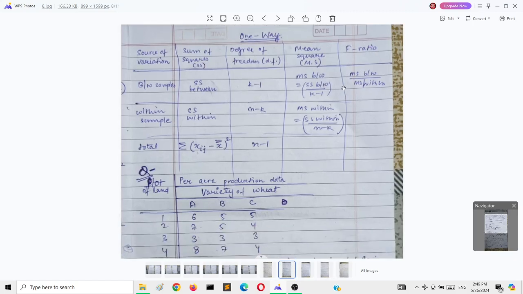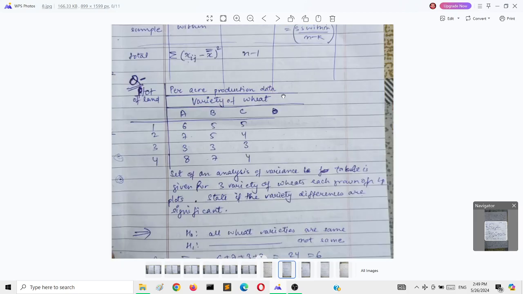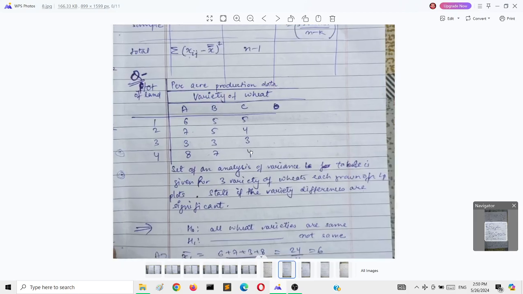So here you actually get the formula, that is MS within by MS between. This is actually the F ratio. Okay, so now the question actually came for the thing which we have discussed.